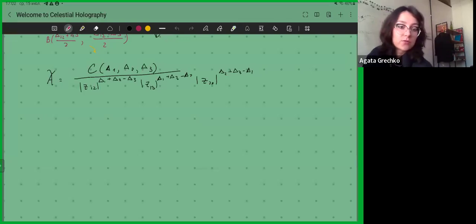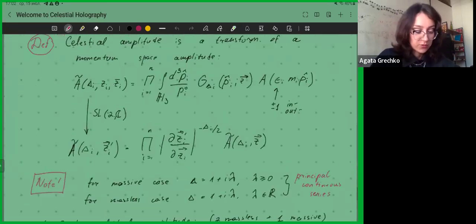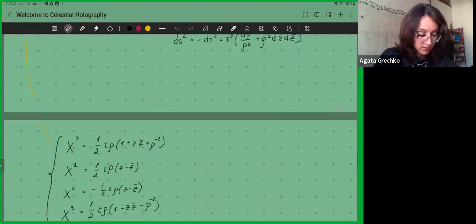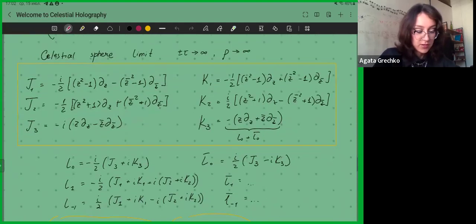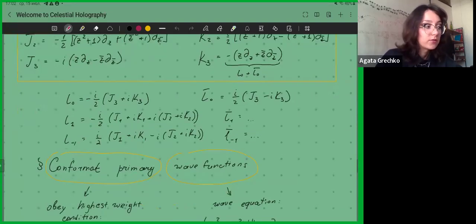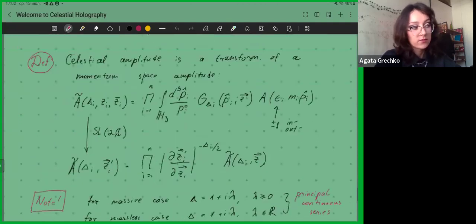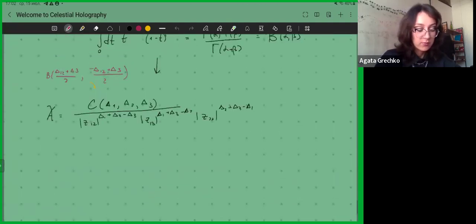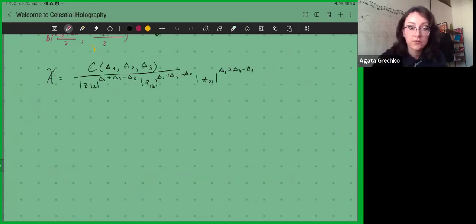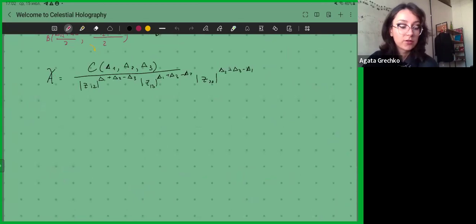One of them we already saw yesterday, right? We saw the correspondence of SL(2,C) and Lorentz generators. We saw how they act on our new celestial basis, the conformal primary basis. The conformal primary functions are diagonalizing the boosts, right, in the third direction. And today we will go a little bit further.